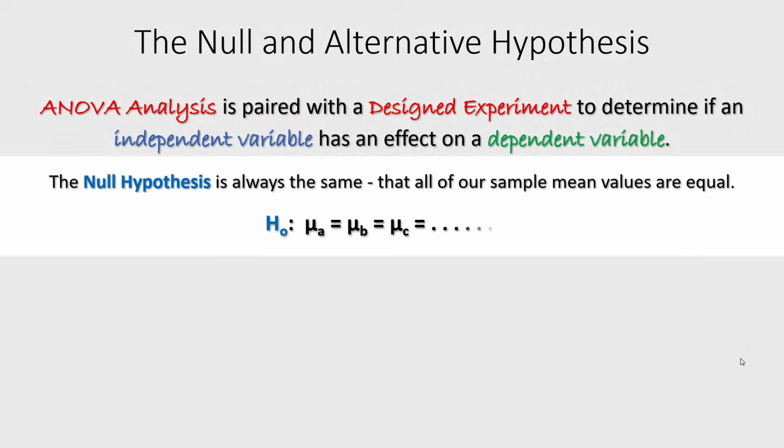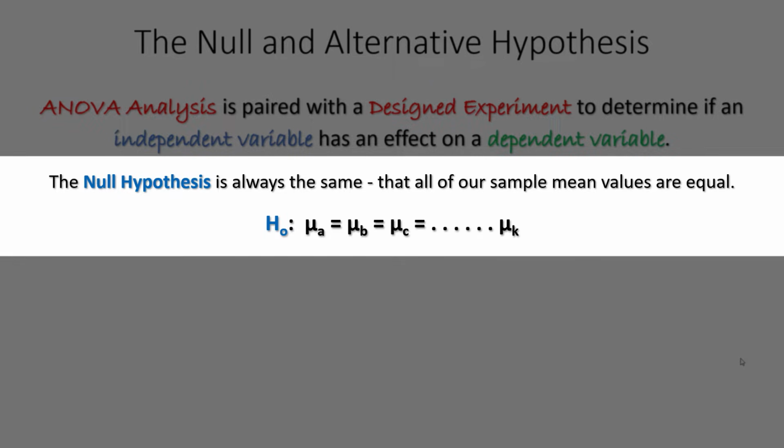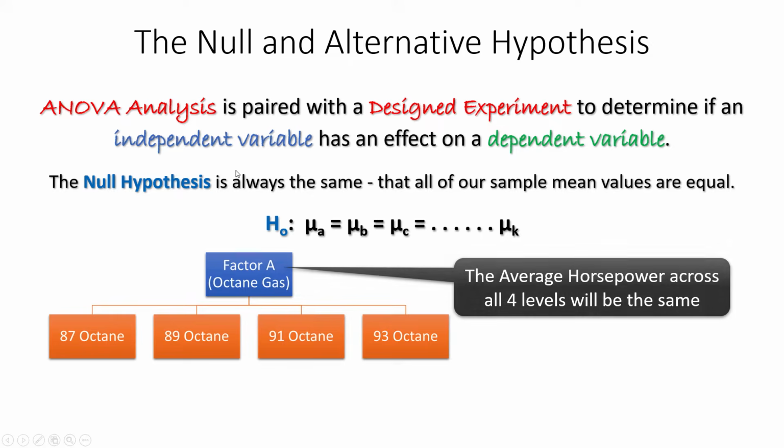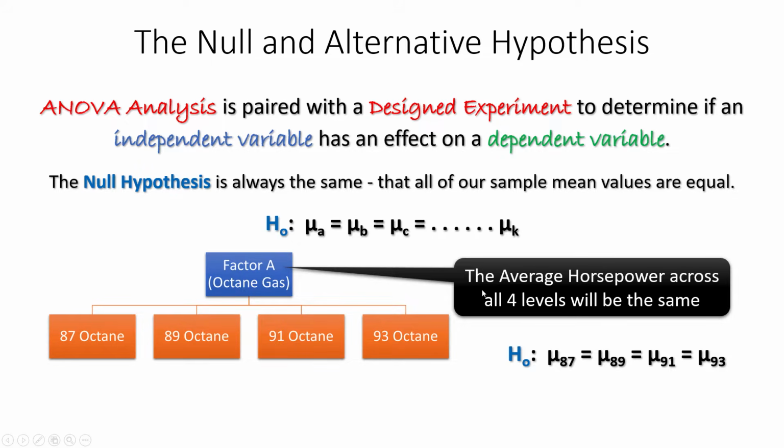In ANOVA, the null hypothesis, no matter what situation you're talking about, is always the same, okay? And the null hypothesis is that all of your sample mean values will be equal. The mean value of A, the mean value of B, and the mean value of C will all be equal. As it relates to this particular experiment, the null hypothesis could be restated as the average horsepower across all 4 levels will be the same. The average horsepower at 87 octane will equal the average horsepower at 89 octane. They'll all be equal. And that will always be true. That is the null hypothesis in ANOVA.